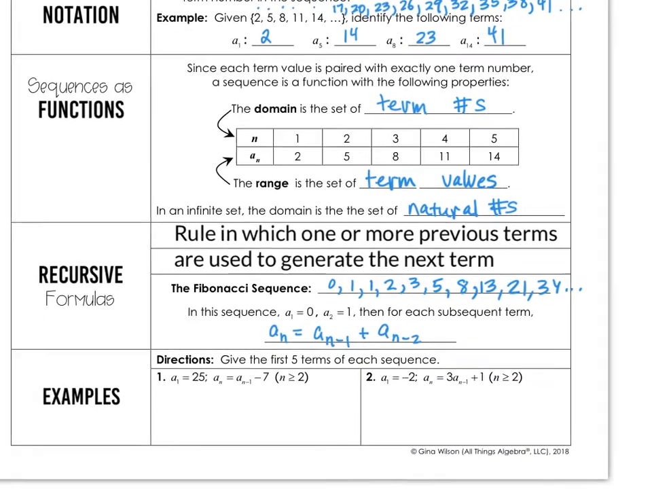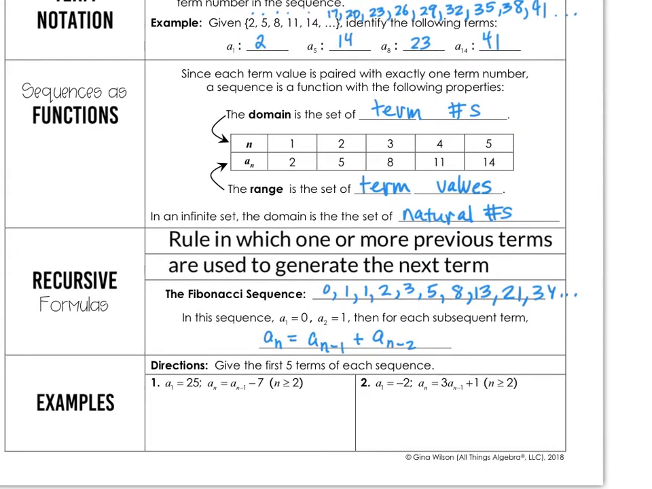So let's look at some examples of recursive formulas. Number 1, the first term is 25. They want us to give the first 5 terms. So I know the first term is 25. It's kind of nice because they already give it to us. And then every term after that is taking the previous term and subtracting 7. So if I'm subtracting 7 from 25, I get 18. Subtract 7 again, I get 11. Subtract 7 again, I get 4. Subtract 7 again, I get negative 3.